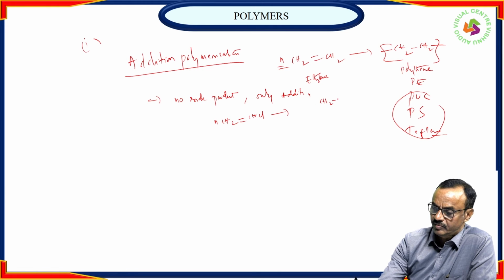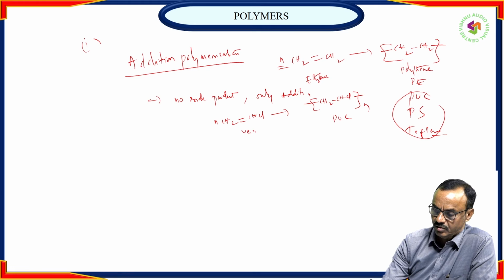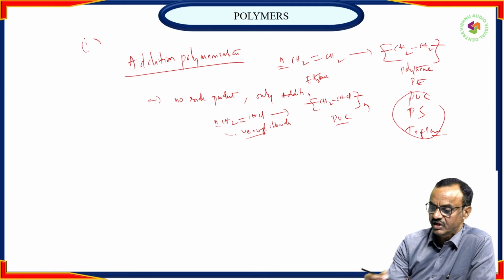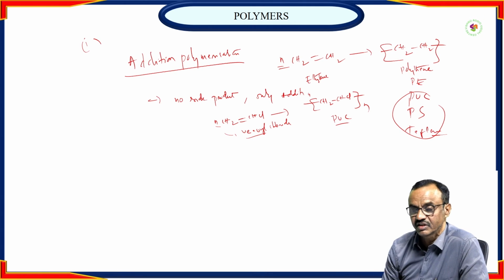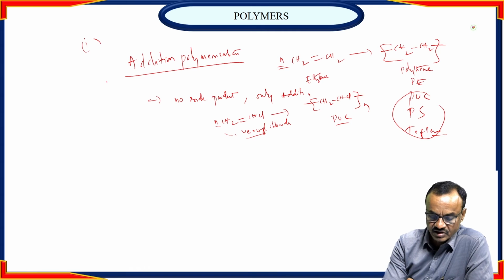CH2 CH double bond disappears. This is called PVC. Vinyl chloride. Common name of this is vinyl chloride. N number of vinyl chloride undergo polymerization, formation of polyvinyl chloride. In this also skeletal structure same. PS also skeletal structure same. Teflon also skeletal structure same.